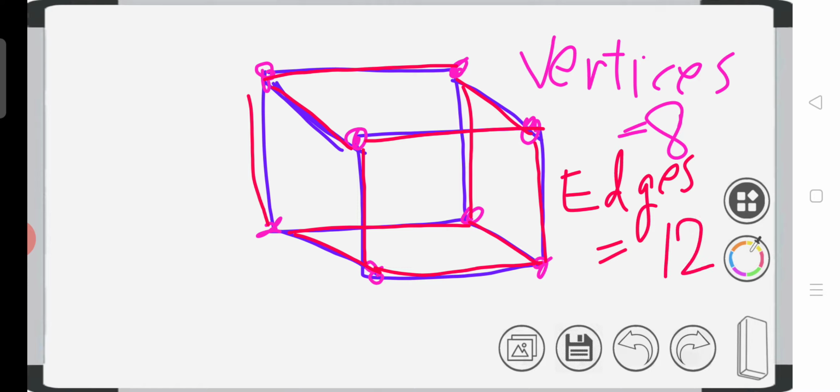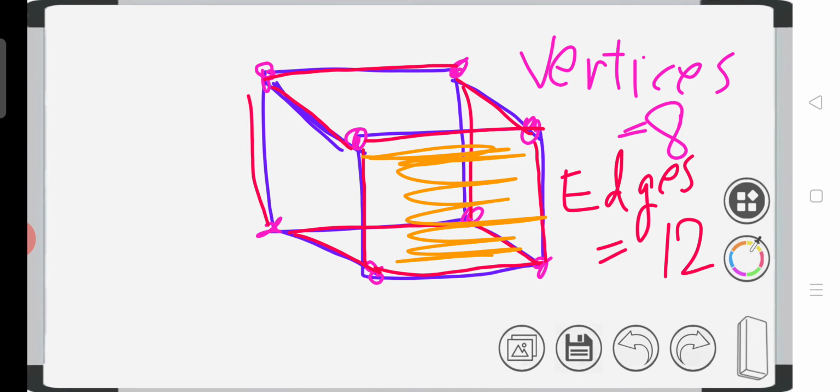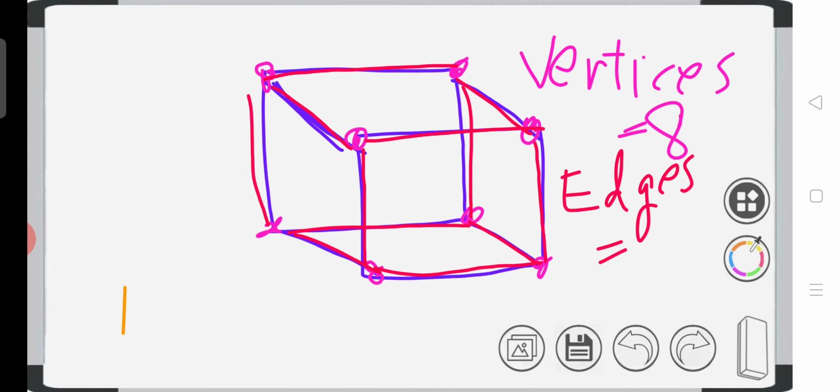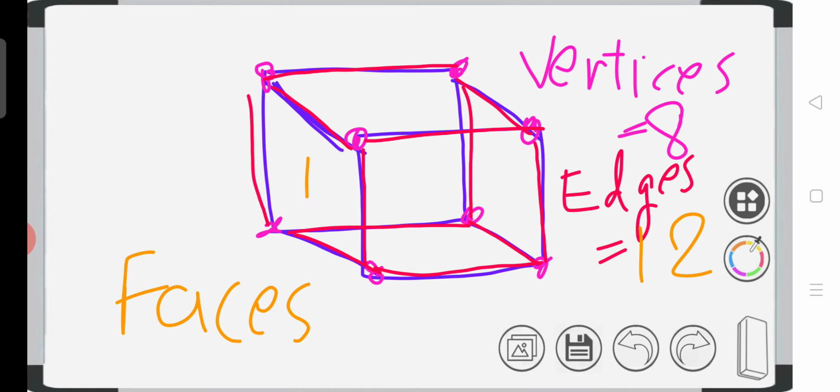Similarly, faces. Faces means the flat surfaces. So how many flat surfaces are here? Let us see. This is one flat surface. Let us mark it by number only. So this is face number 1. Front one, this is face number 2. This sideways is face number 3. Back side is face number 4. Top one is face number 5. And this downward face is face number 6. So number of faces is 6.